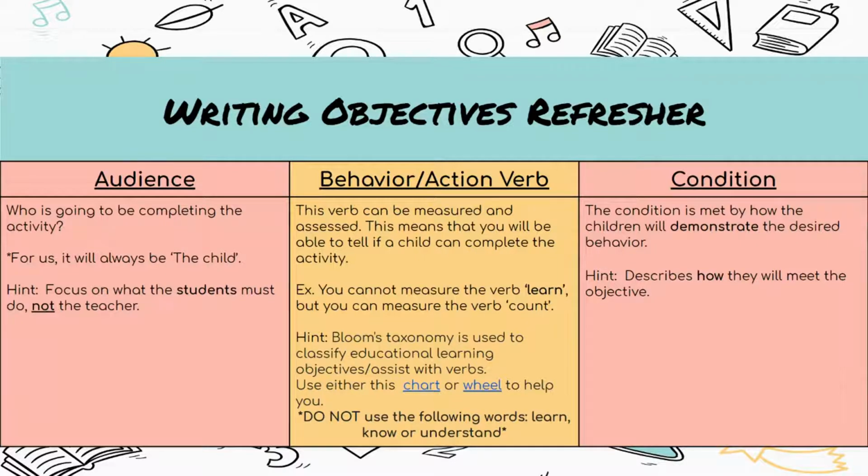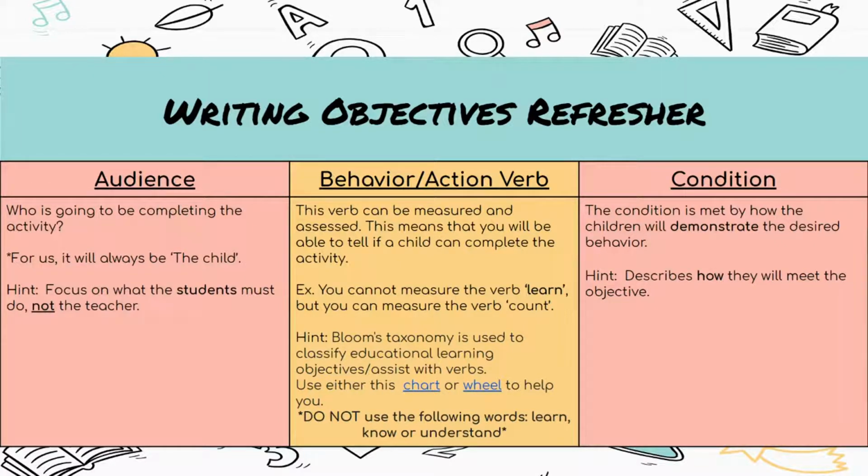The third portion of a learning objective is the condition. The condition is met by how the children will demonstrate the desired behavior, aka how will they meet your learning objective. So if you want them to count something, how are they going to count it? What are you going to have in front of them? Are they going to be pointing? Are they going to be saying it out loud? Are they going to be doing both? Are they going to be counting by 2s? There's a variety of different things.